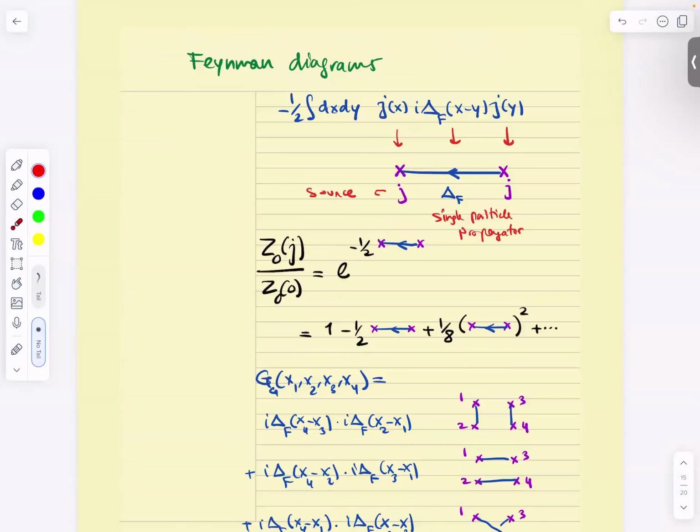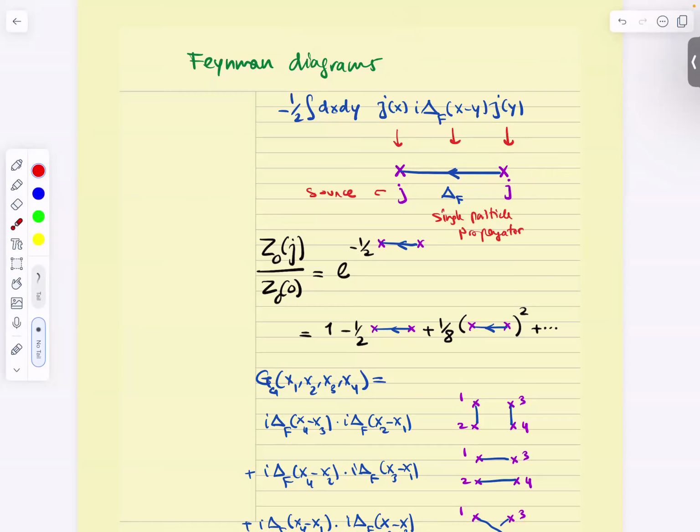All right. Before talking about how the even point functions look like, let's just do the 4-point function. But let's look at this. I'm going to invent a diagrammatic structure for you: J Δ_F J. This J is the source. Can you see the physics of this? What the J does for me is it creates a particle. Then Δ_F is the propagator, and then the second J kills the particle. Right? This is free field theory.